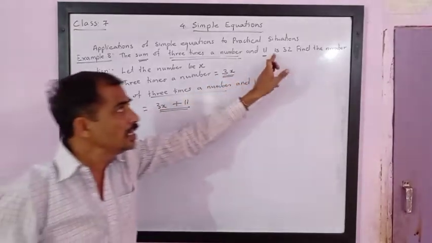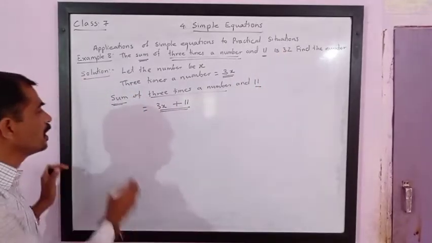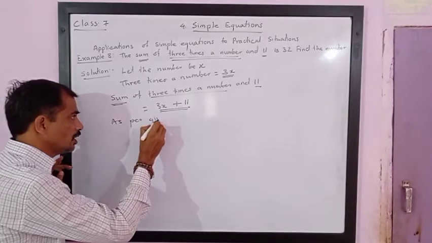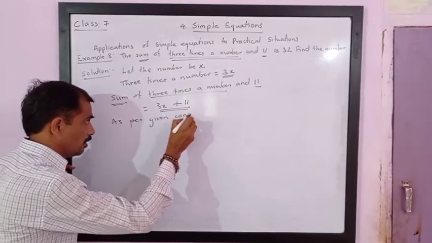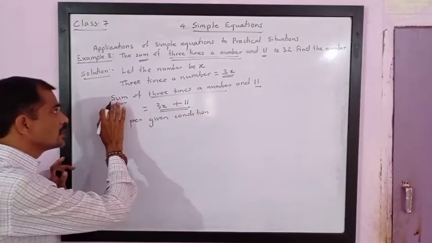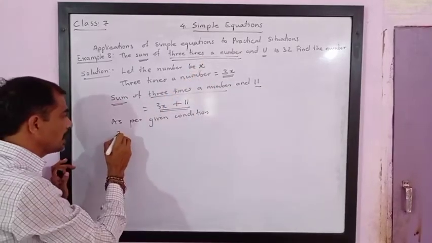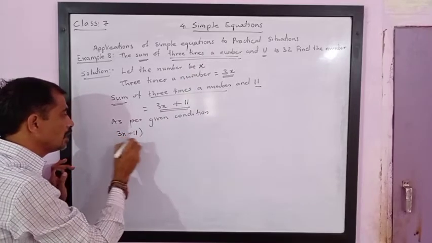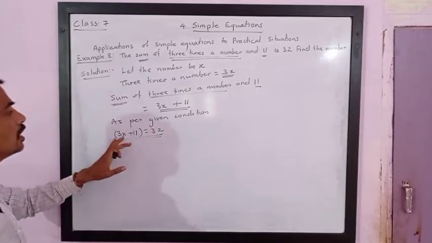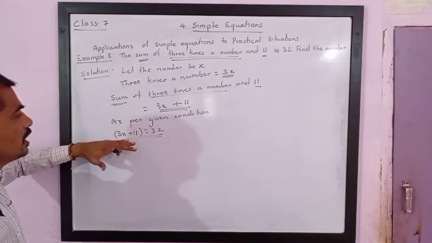We are given that this is 32, which means it is equal to 32. So as per the given condition, the sum of 3 times a number and 11 is 32, which means 3x plus 11 is equal to 32. Thus we have got the equation. The equation can be obtained stepwise in this way.